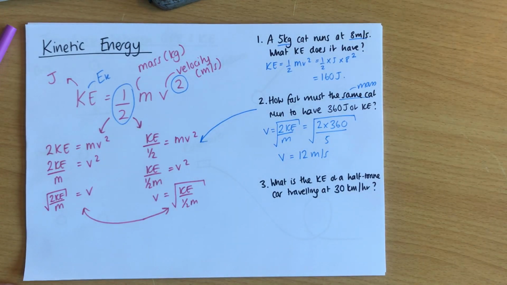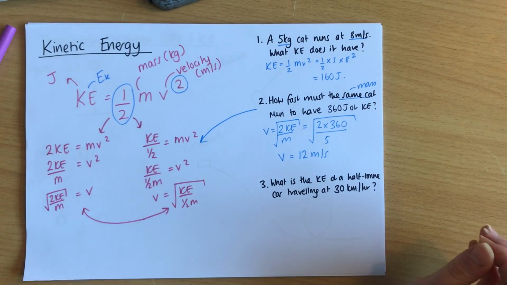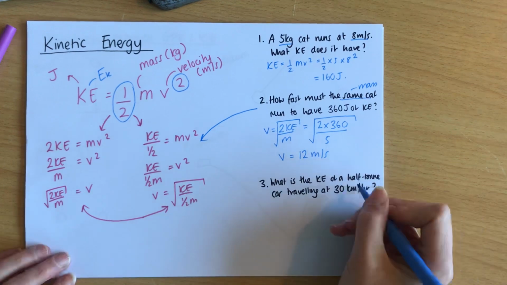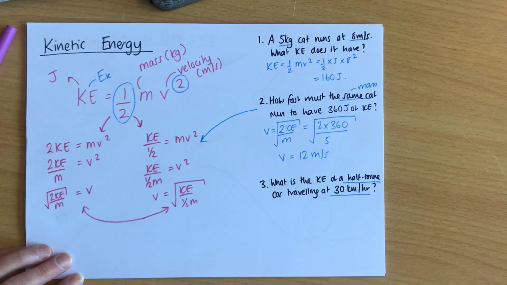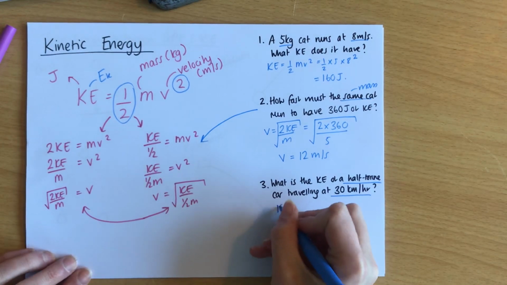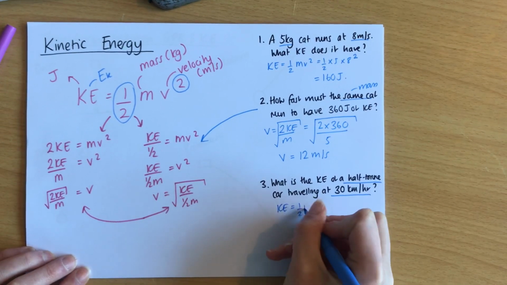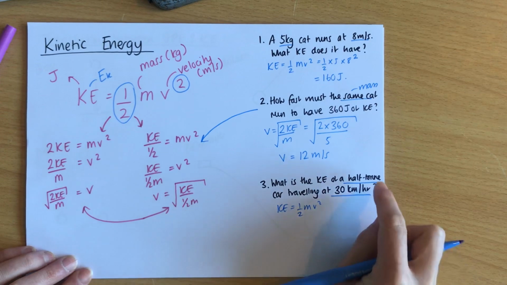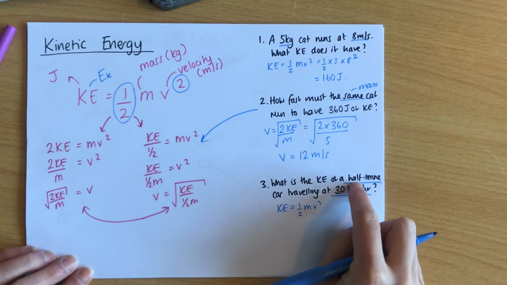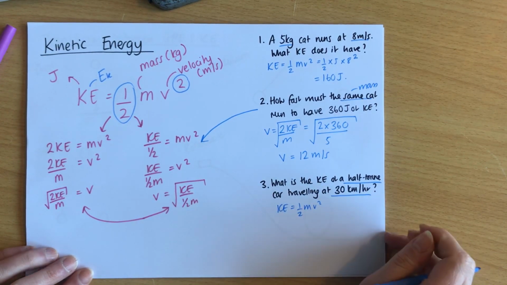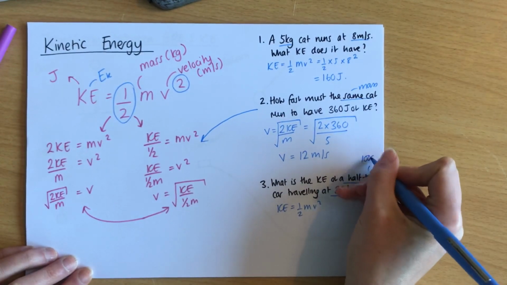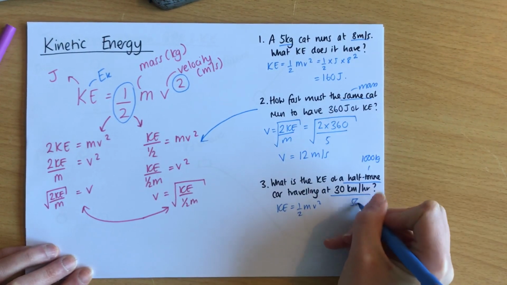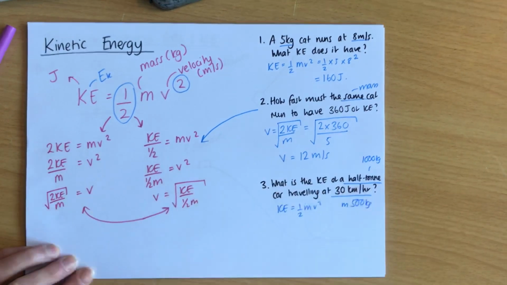Okay, last one. Seems straightforward. What is the KE, so we're not going to have to rearrange, of a half-ton car travelling at 30 kilometres per hour? Now, before I start this question, I will write down the equation KE equals 1/2 mv squared. But I've got alarm bells ringing because I haven't got anything in the right unit. I've got a half-ton car. Now, a tonne is 1,000 kilograms. So a half-ton car would be 500 kilograms for the mass.